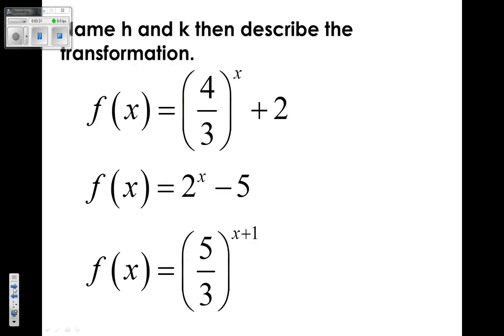Okay, so let's just name H and K and then describe the transformation. 2 is K. And what does it tell us to do? Go up 2. Okay, what about the next one? Do I have an H or a K? A K. And you're going to go down 5, right? No, you can have both.